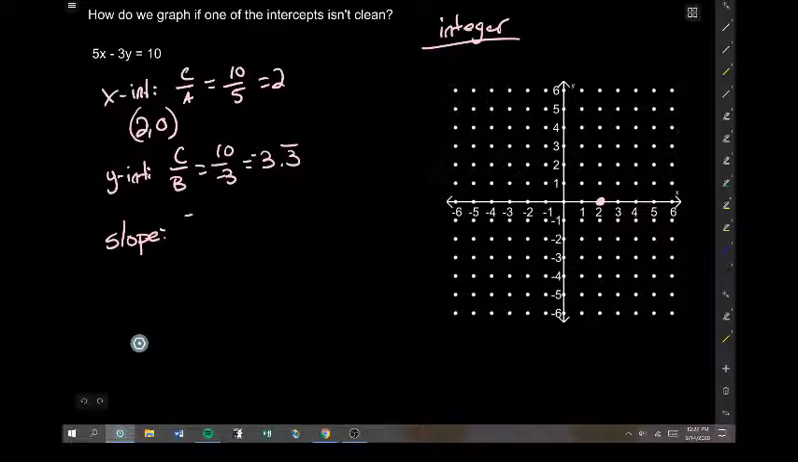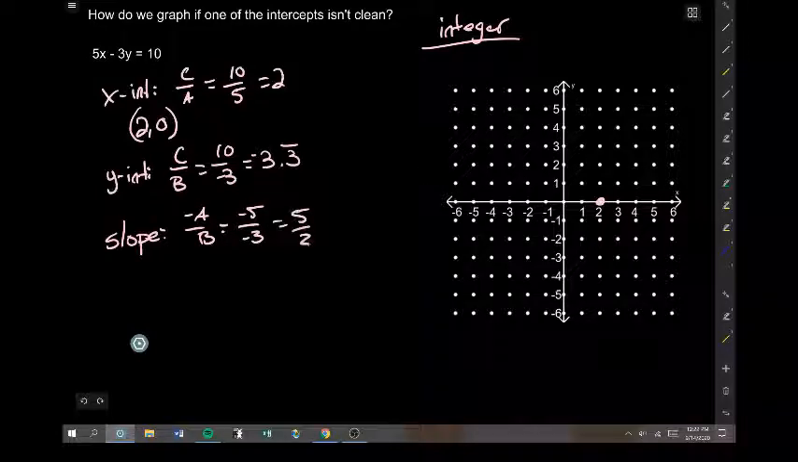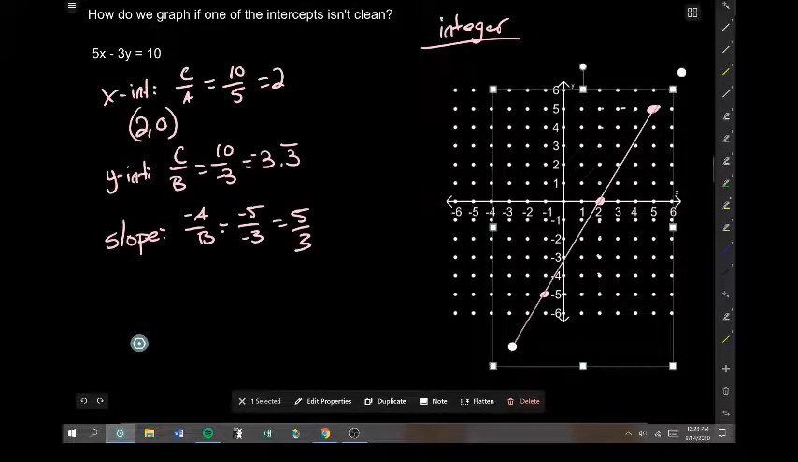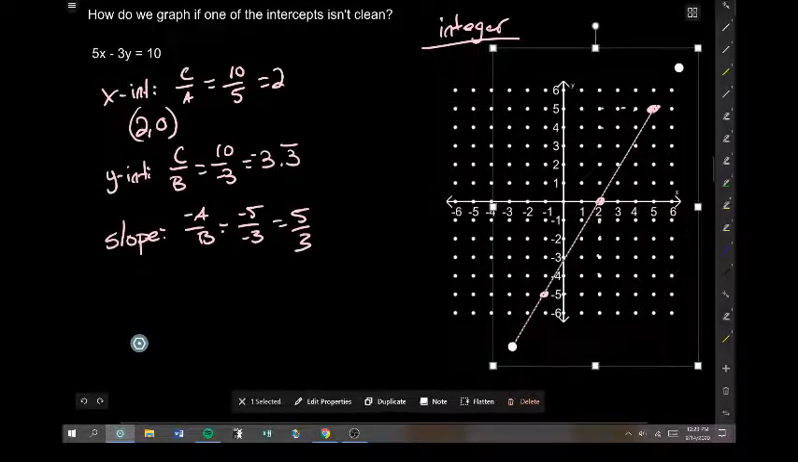I know the slope is negative a divided by b, which is negative 5 divided by negative 3, which is 5 over 3. So from my x-intercept at (2, 0), I'm going to go up 5 and right 3 and put a point there. I can also now go down 5 and left 3 and put another point there. That is going to give me 3 good clean points that I am confident in, that I know are correct, and let me graph this well.